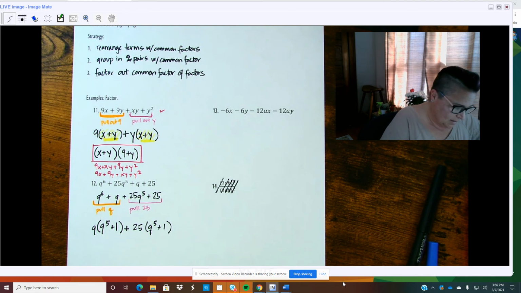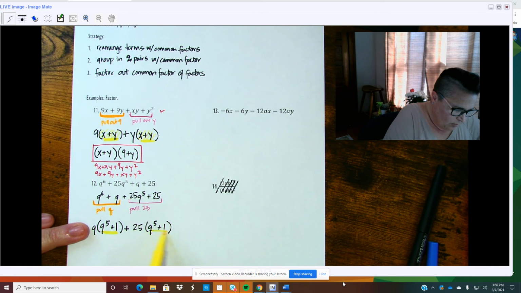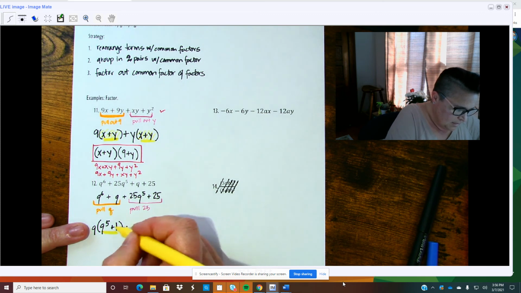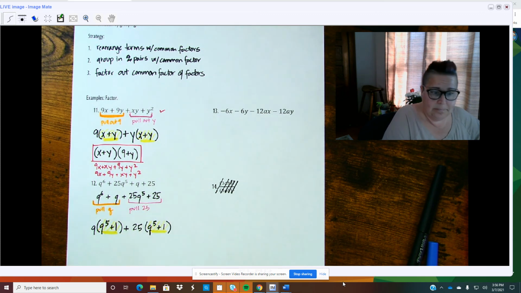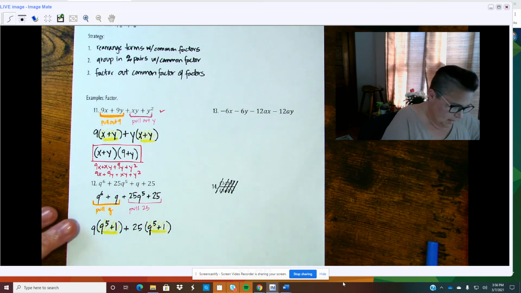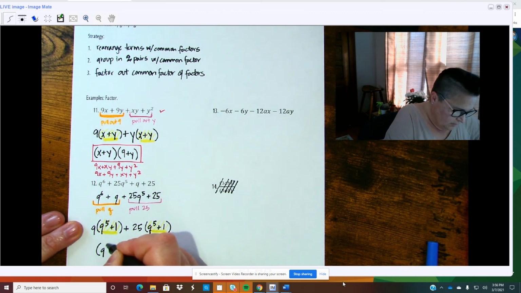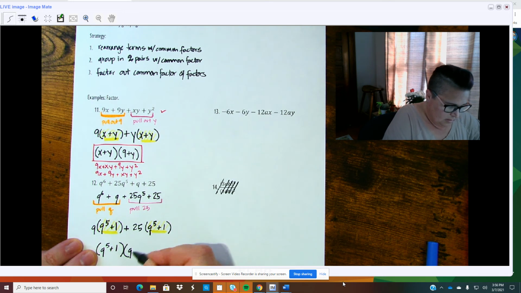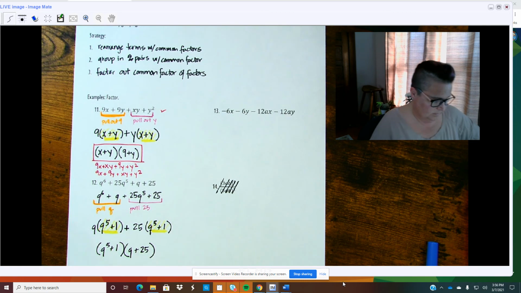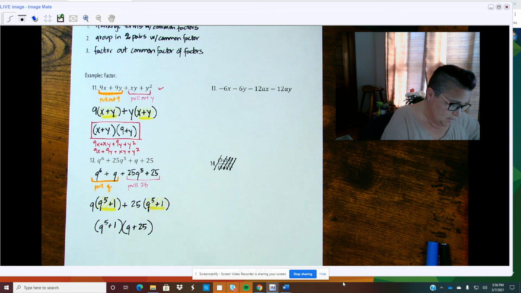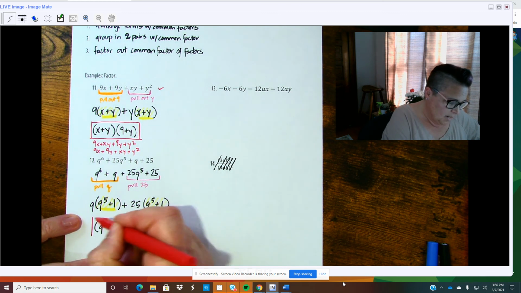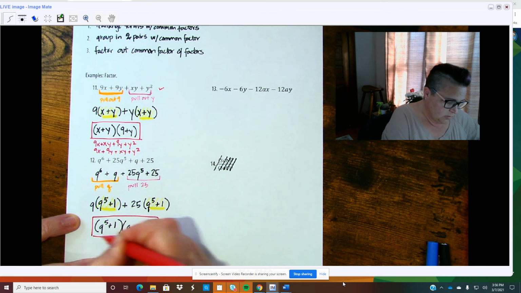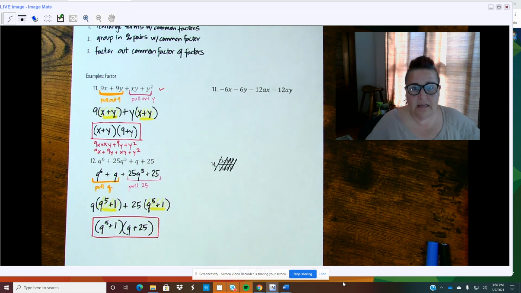All right, but now as I look at this, do you see how what's inside the parentheses, what's inside these groupings, is exactly the same? So that tells me I can pull this out front, q to the 5th plus 1, and then I'm left with q plus 25. And I have factored it. I have factor number 1 as q to the 5th plus 1, and I have factor number 2 as q plus 25. It's a beautiful thing. Beautiful, beautiful.